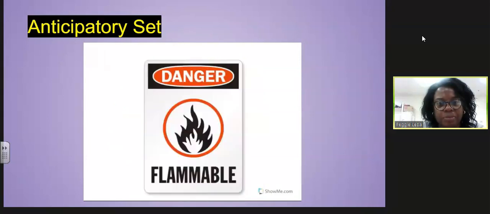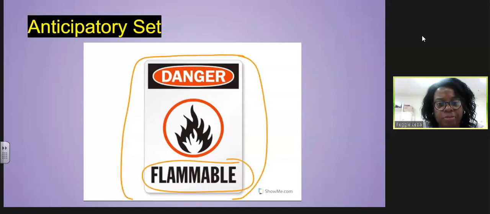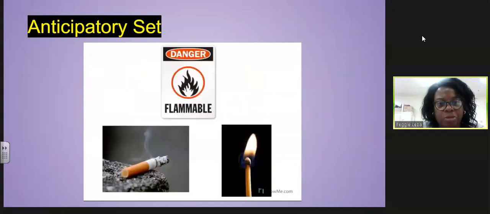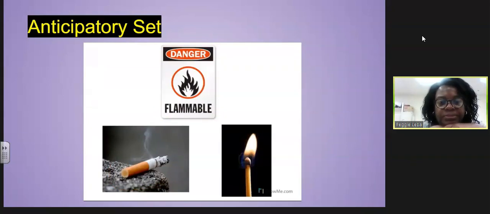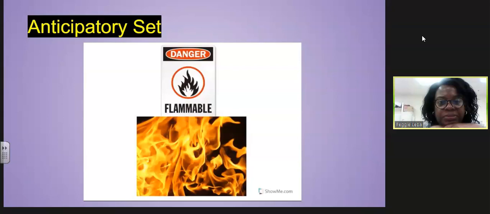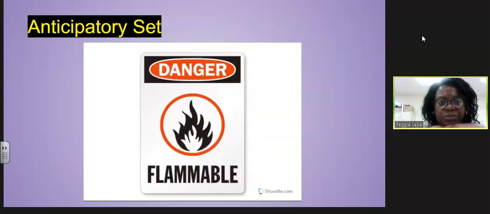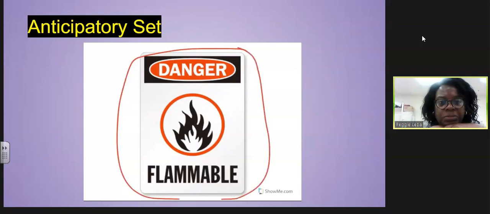Look at the sign. It says danger, flammable. Flammable means that it can catch on fire very easily. When we see the danger, flammable sign, we know not to have anything hot nearby, like a cigarette or a lit match, because that could start a fire. Danger flammable means keep hot things away so we don't start a fire.